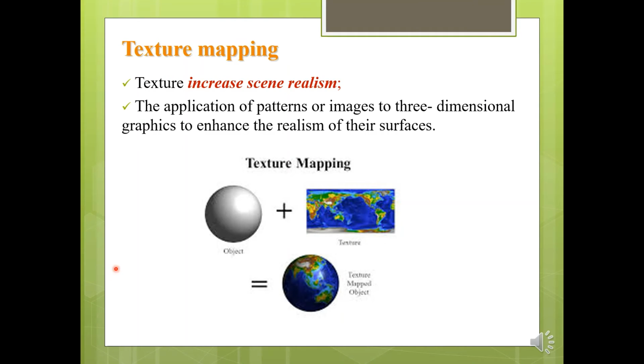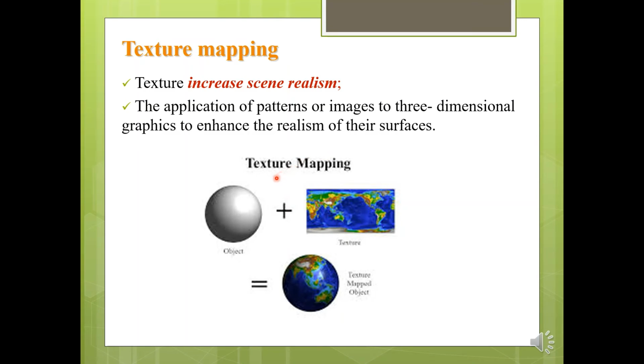The purpose of having the texture mappings in the VR environment is to increase the scene realism, so our scene will not look boring without any texture at all. So what is texture mapping? Texture mapping is the application of a pattern or image to a 3D graphic to enhance the realism of its surface. It's just like you add a wallpaper to your object.